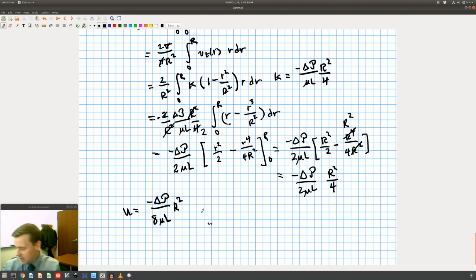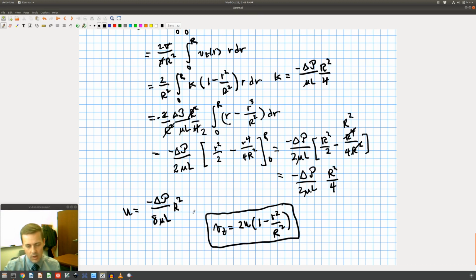So I can rewrite VZ as equal to 2U times 1 minus R squared over big R squared. That'll make my life a lot easier. Now I don't have to carry around those delta P's and the 8 mu L, all that stuff all over the place. That's another reason why people write it like that. So this is my average velocity. Don't get tricked by the minus sign here. Remember that delta P is negative, so that's a positive number.